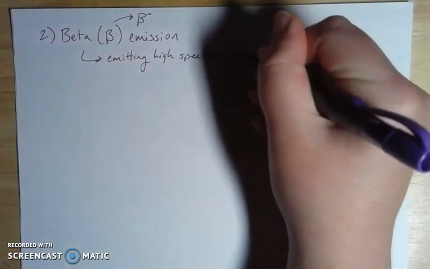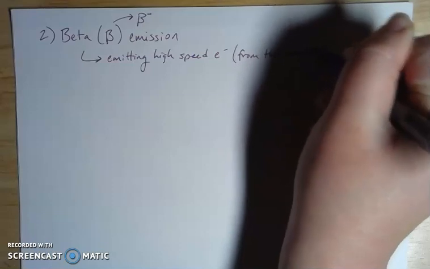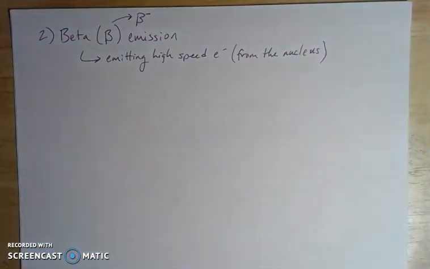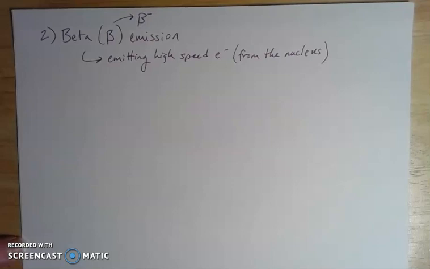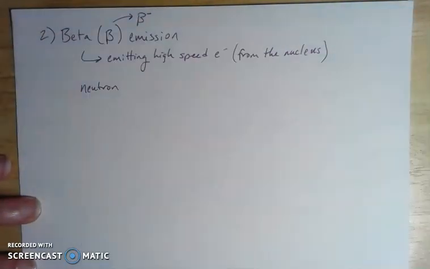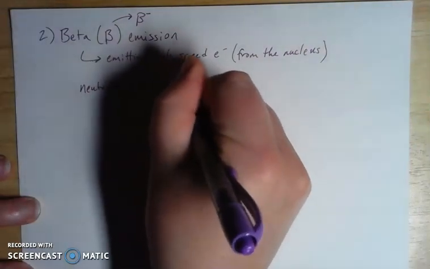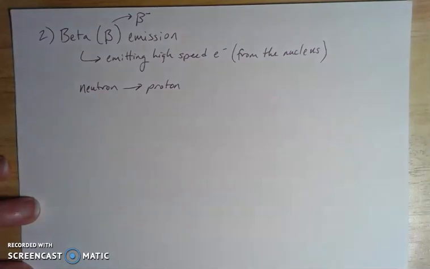And this is from the nucleus. Now that should rankle you a little bit, because you look at that and you say, well, an electron from the nucleus, that goes against everything I've ever learned. Well, there aren't electrons in the nucleus, so what the heck is happening? Well, it really occurs because a neutron, which is a particle in the nucleus, is becoming a proton. And when it does this, it spits out an electron at a very high velocity.